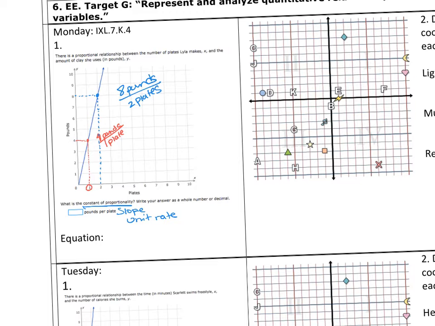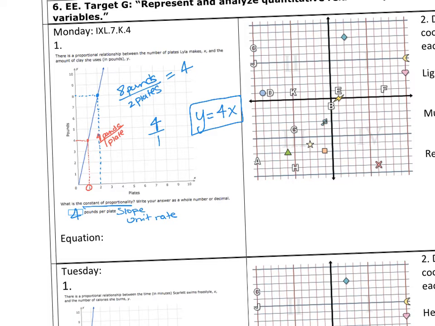How do I explain this? Let me see. For every y value, there's an x value, right? There's a pattern. And the pattern is 4 over 1, or just 4 pounds per plate. And since it's changing by 4 every time, because if I reduce 8 over 2, that's going to equal 4 as well. So my equation is always changing by 4. The slope is always changing by 4. The unit rate's changing by 4. So my equation would be y equals 4x. That's my equation. Because the equation is always changing by 4.